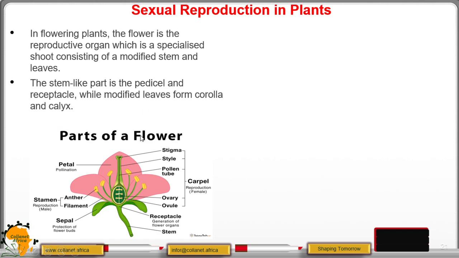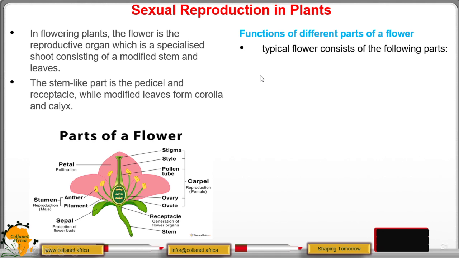So these are the parts of a flower. We have the petal, brightly colored. Then we have the stigma to receive pollen grains during pollination. We have style. We have ovary and ovule to form the female part of the flower. And then we have the receptacle here. And then we have the sepals. Then we have the stamen containing anther and filament, and these are the male parts of a flower. So what are the functions of these parts of a flower?